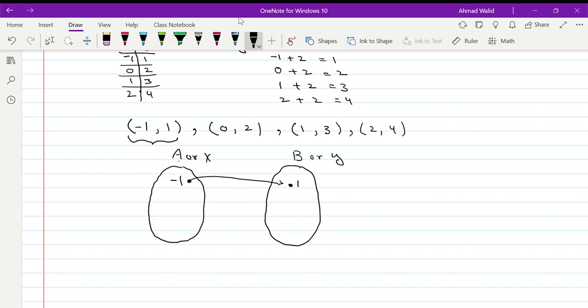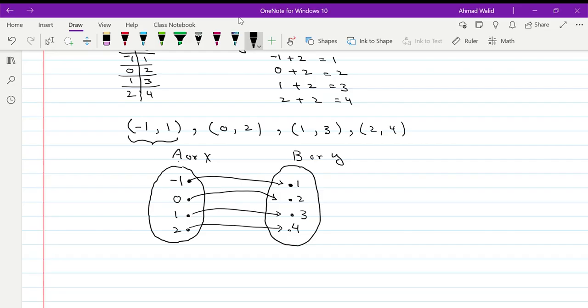When X is 0, in set B, Y becomes 2. When X is 1, in set B, Y is 3. When X is 2, in set B, Y is 4. You see here a relation between two sets, set A or X or whatever you name it, and set B or Y or whatever you name it. There is a relation here.